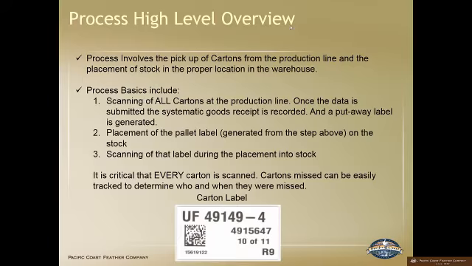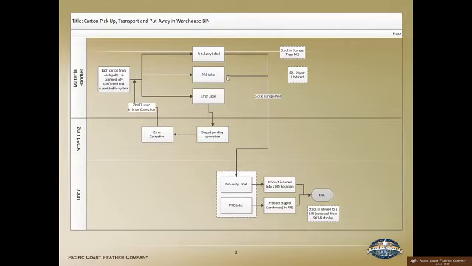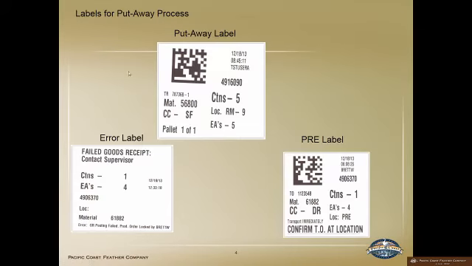So here's the three labels we talked about. So we got our put away, our pre, and our error label. Here's our put away label: material number, customer code, number of pallets. That'll be the number of pallets for the order. That kind of helps you. So when you scan a pallet, you see, hey, this is one of 50. You know that the order that they're working on is going to eventually be 50 pallets. We have our production order number to help you tie this label back to the product it needs to see. The number of cartons, the location.